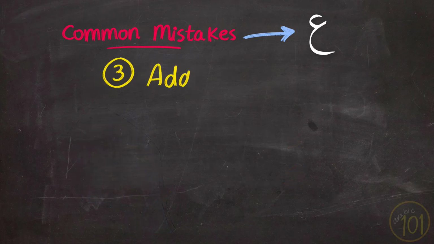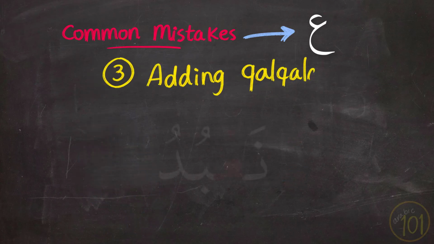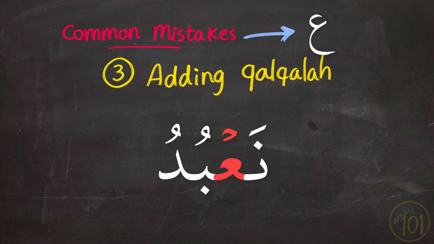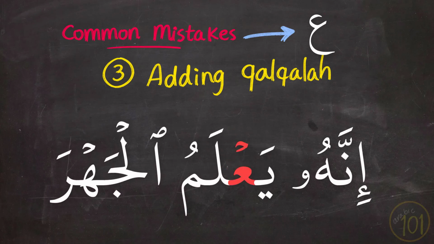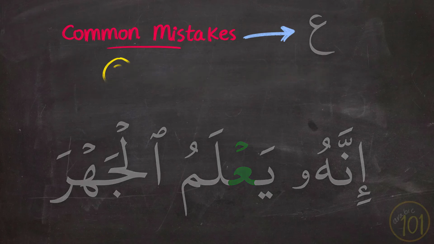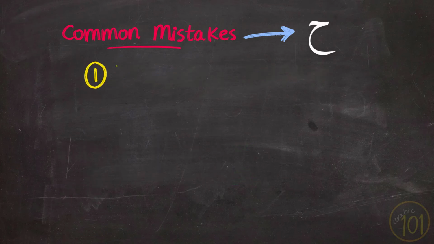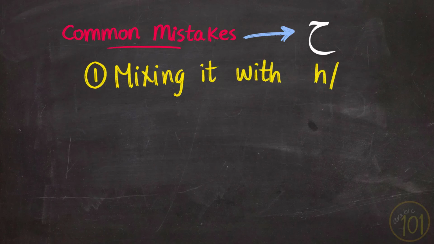Finally, adding qalqala to ayn with sukun, and it sounds like this: na'budu. Innahu ya'lamul jahr. The ayn is not a qalqala letter. If it has sukun, then it is fully sakin, a pure consonant. Innahu ya'lamul jahr.